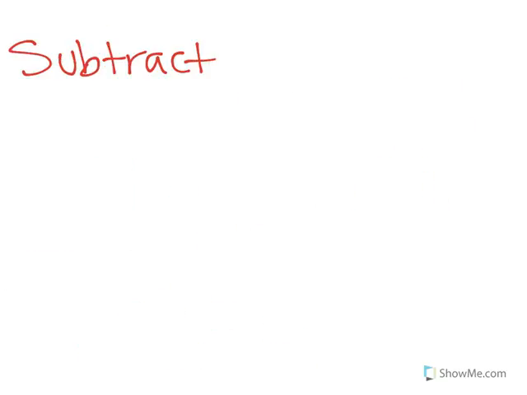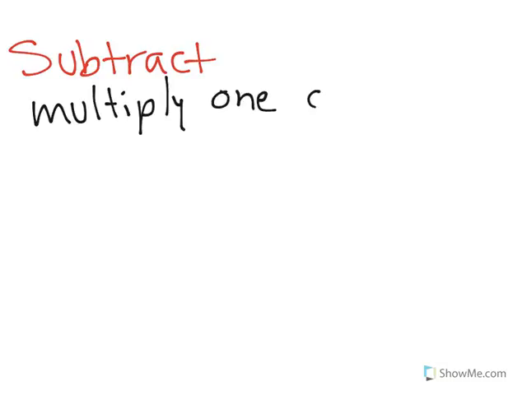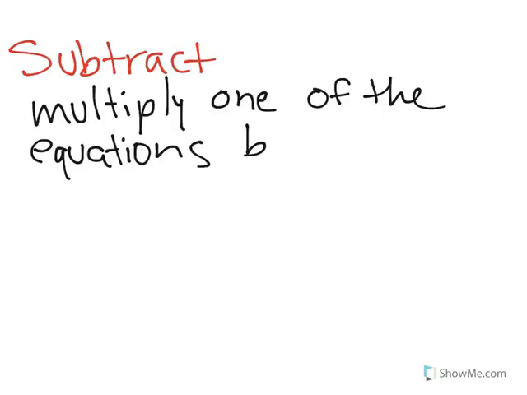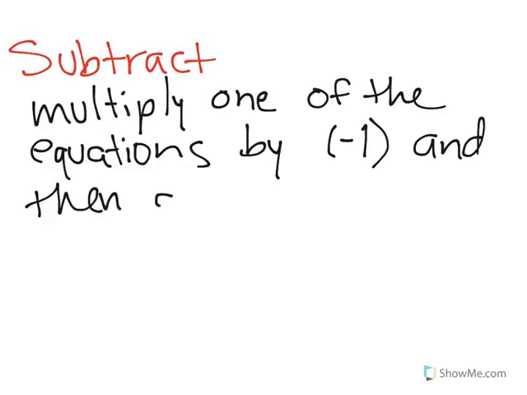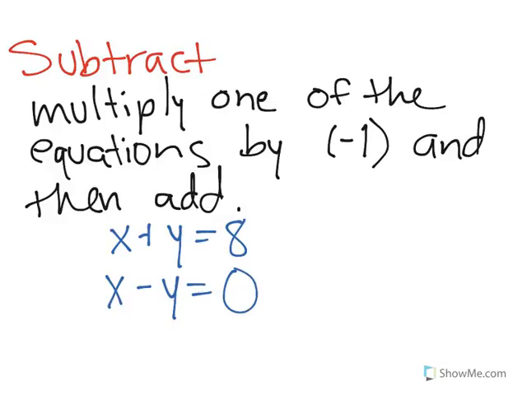But now, what does it mean to subtract? Well, to subtract, you multiply one of the equations by -1 and then add. So let's use the same example that we did before. x plus y is equal to 8. x minus y is equal to 0.